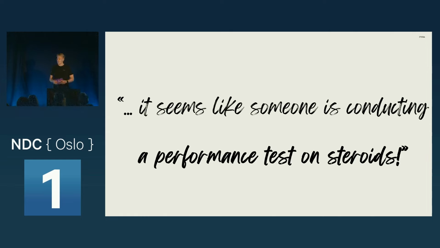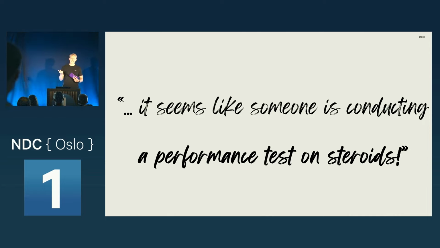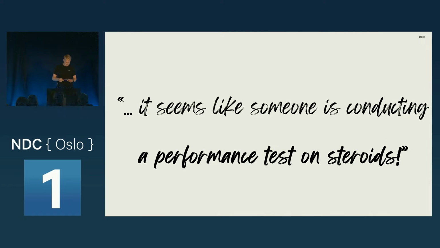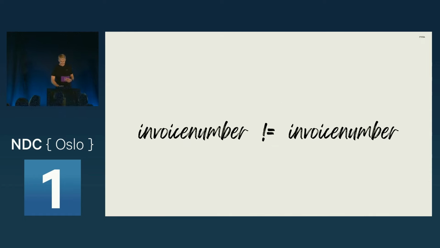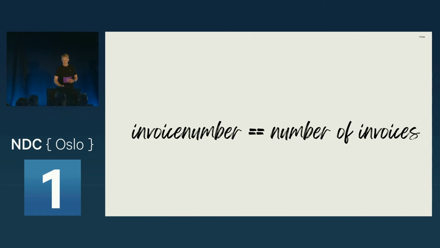But I thought to myself, okay, I need to figure this out now, so I decided to have a closer look at the source code. And after a few minutes, it clicks, and I see what's going on, and I just think to myself, oh shit, I messed up here. Because it turns out invoice number does not equal invoice number. Rather, invoice number equals number of invoices.